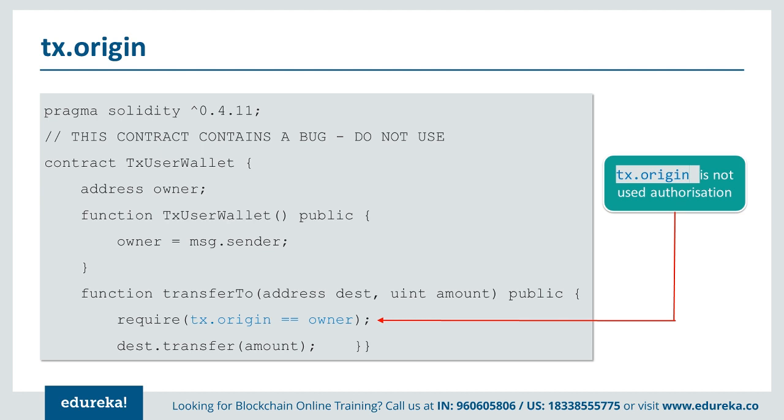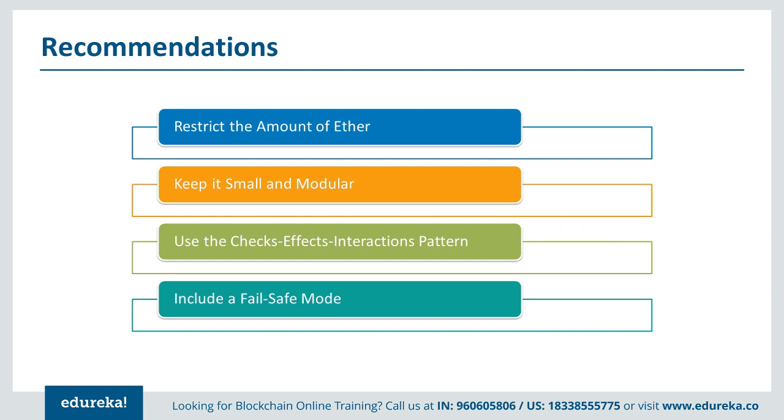So for example, he has put the condition that do the transfer only when tx.origin is the owner, otherwise do not. The recommendation is to restrict the amount of ether that you are spending, keep it small and modular. Use the check effect interactions pattern rather than using recursive functions, and include a fail-safe mode. So always use error conditions, logs and events whenever possible.